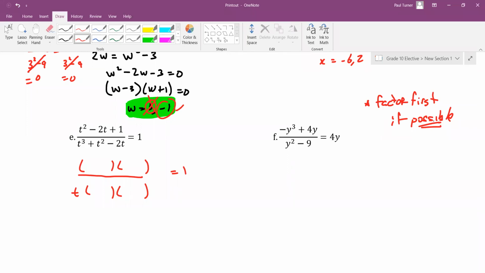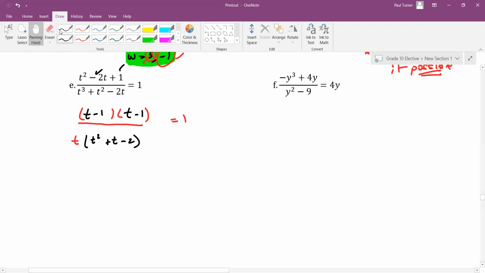So if we're going to factorize these, we've got t squared minus 2t plus 1. So multiply to 1, but add to be minus 2. Well, it's got to be t minus 1 twice, isn't it? Minus 1 times minus 1 is 1, and minus 1 plus minus 1 would be minus 2. So the top line is done. The bottom line we would factorize out as t squared plus t minus 2.